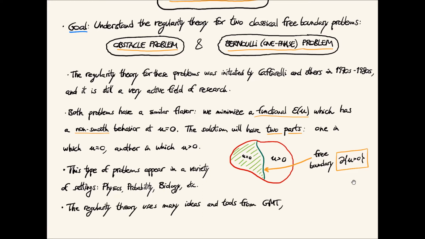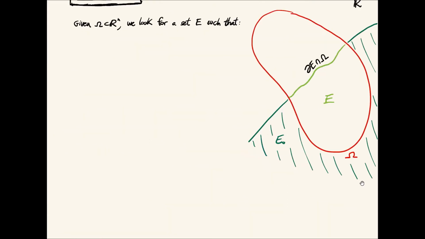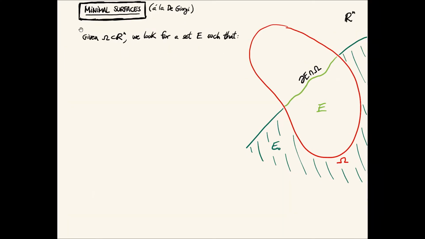The regularity theory for these two problems uses many ideas from geometric measure theory, and in particular there is a strong analogy with the theory of minimal surfaces. It's not that we use results from minimal surfaces, but really the overall strategy is strongly analogous. Therefore I want to very briefly mention the theory of minimal surfaces. Let me very briefly describe the classical theory of De Giorgi for minimal surfaces in R^n.